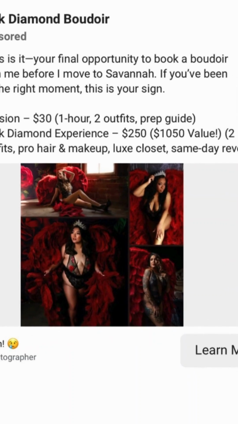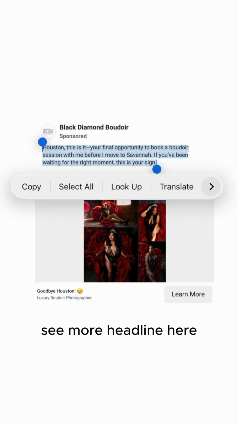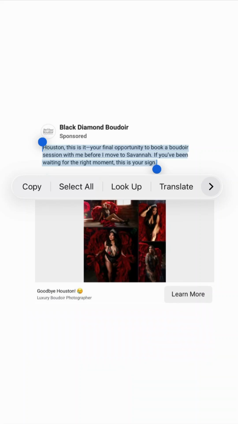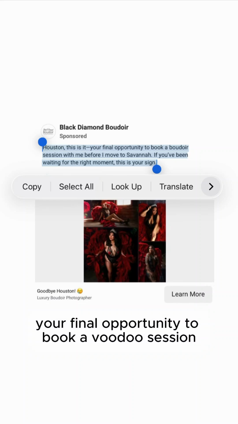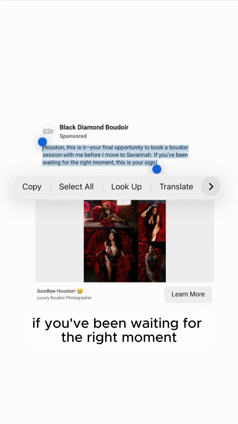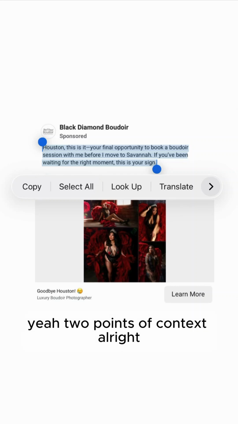Got the creative. All right, photo creative's fine. Finally, looking at the see more headline here, the first 2 3/4 lines in the Facebook newsfeed on mobile. So we got: Houston, this is it. Your final opportunity to book a boudoir session with me before I move to Savannah. If you've been waiting for the right moment, this is your sign. All right, so we got 1 point of context. Yeah, 2 points of context. So yeah, it's the lack of context mistake.